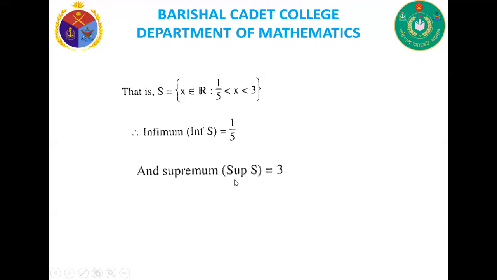Again, what is the supremum of S? Here we see that all the values of set S are less than 3, and 3 is the least value among all the upper bounds of set S. That's why 3 is called the supremum of S, that is sup S.